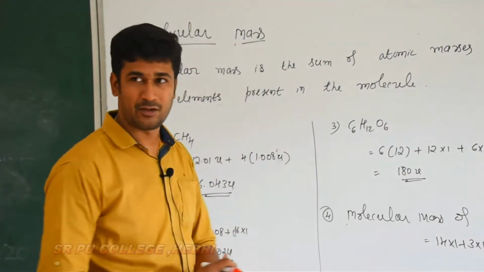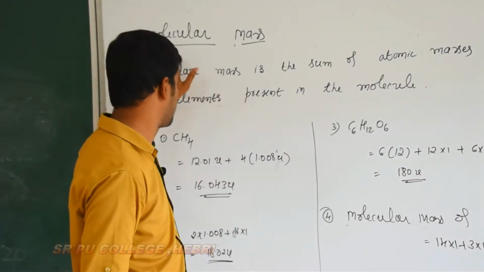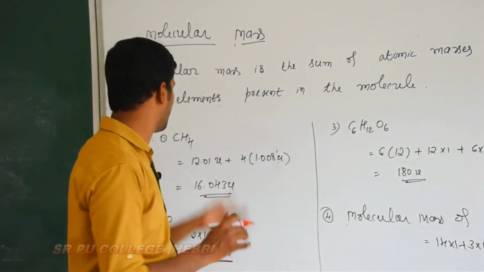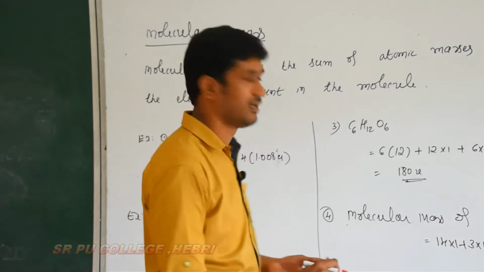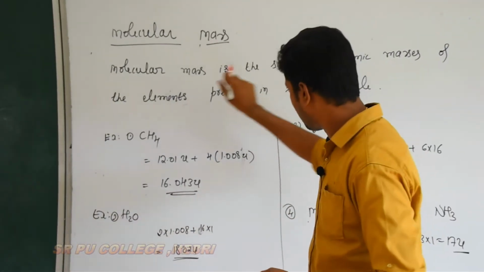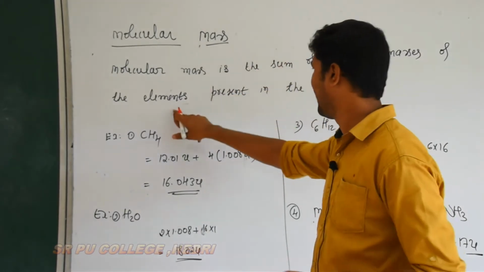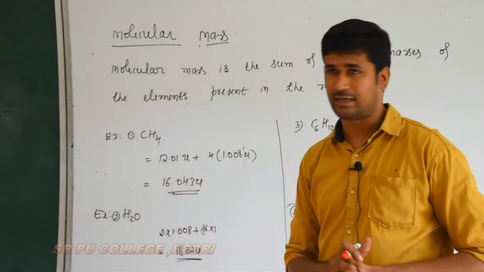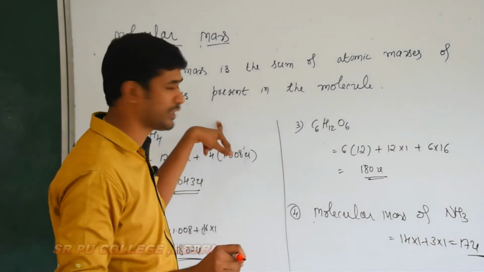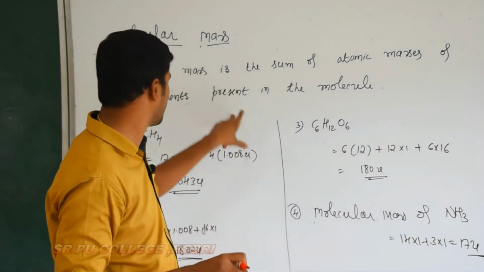Next topic is about molecular masses. So what is molecular mass? Molecular mass is the sum of the atomic masses of all the atoms present in a molecule, or the sum of the atomic masses of the elements present in the molecule. It's very simple to calculate. If you know the atomic mass of every atom present in a molecule, you can calculate the molecular mass.